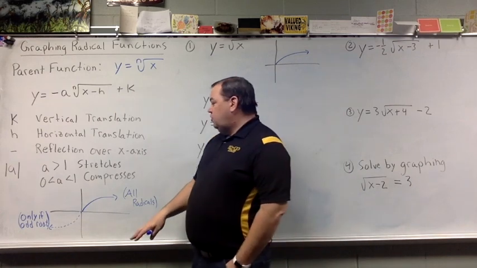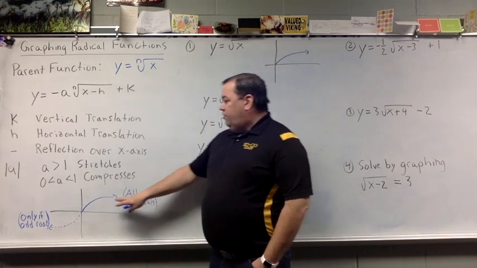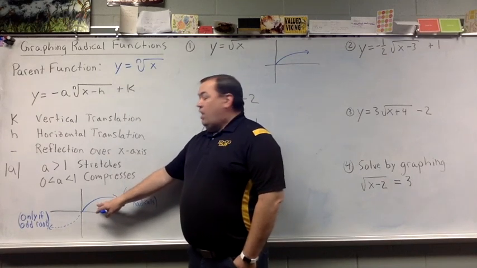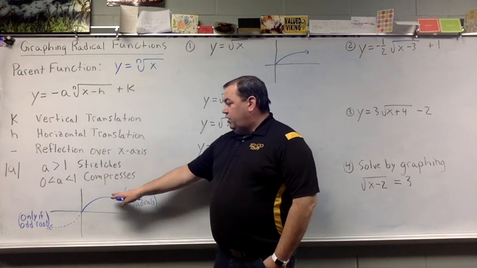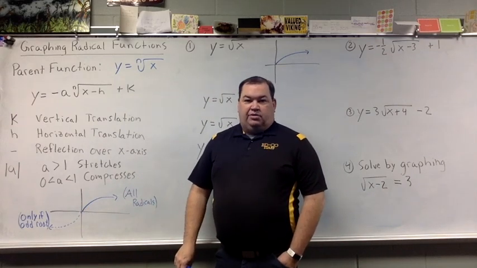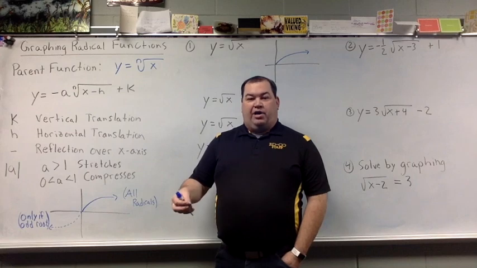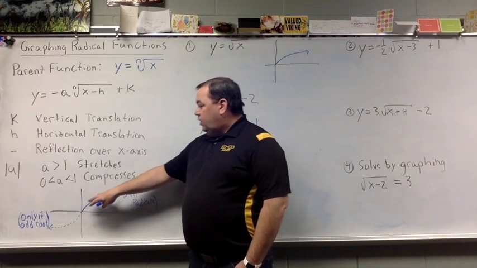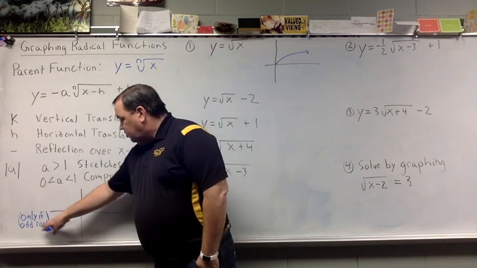As far as graphs go, all radicals have this part of the graph, the evens and the odds. If you have an even, this is where it ends. It just starts at 0 and goes up and to the right. If it is an odd radical, like a third or a fifth, not only does it have one that's going up, but it has one that's going down.